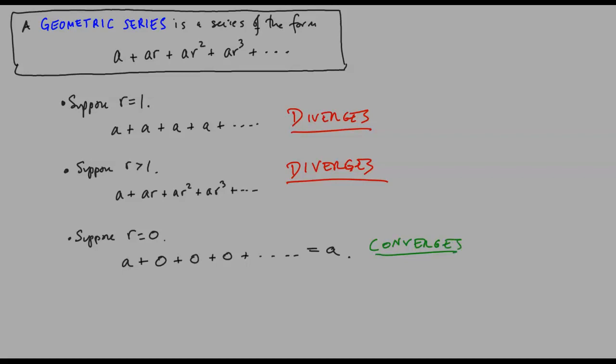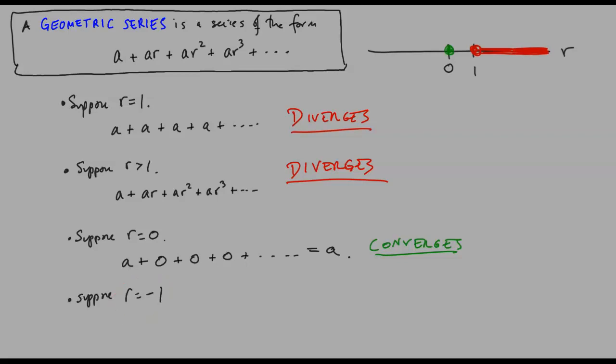It might be worthwhile making a little picture. Let's just call this the r-axis. We know that at 0, we get convergence. If r is 0 in a geometric series, it converges. If r is 1, we know that it diverges, which I'll put in red. And we know that if r is anything greater than 1, the series is going to diverge. Let's look at a few other specific cases.